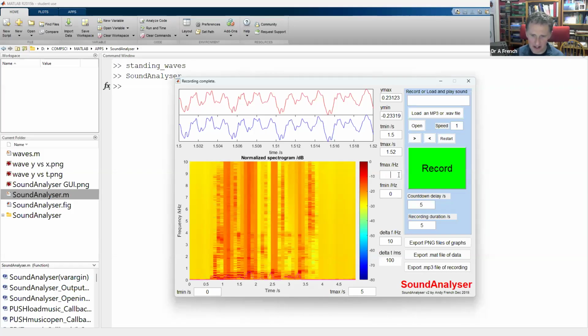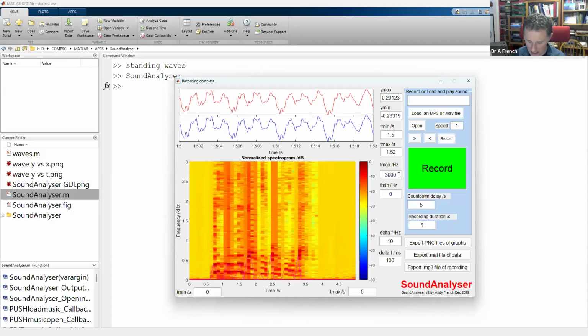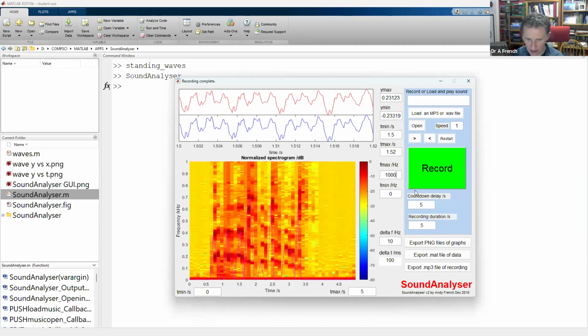But in our range of hearing, maybe let's go for 3,000 hertz. And probably a little bit less than that, actually. Let's go for 1,000 hertz. What you can see is some large red splodges here, which is essentially the frequencies in my voice. There's not much going on, and there's some frequencies. Maybe if I sing something, that might be a bit easier. See, my voice is in good order today.